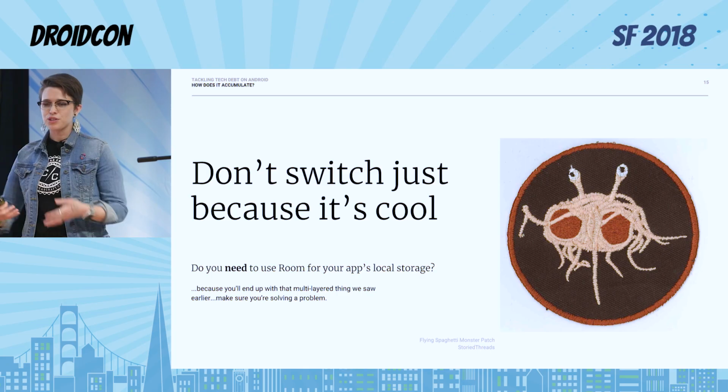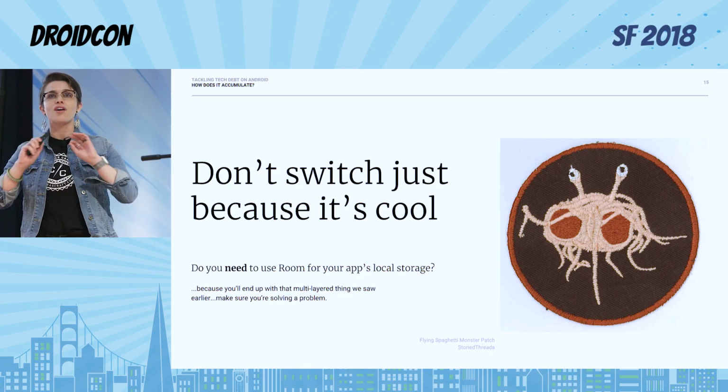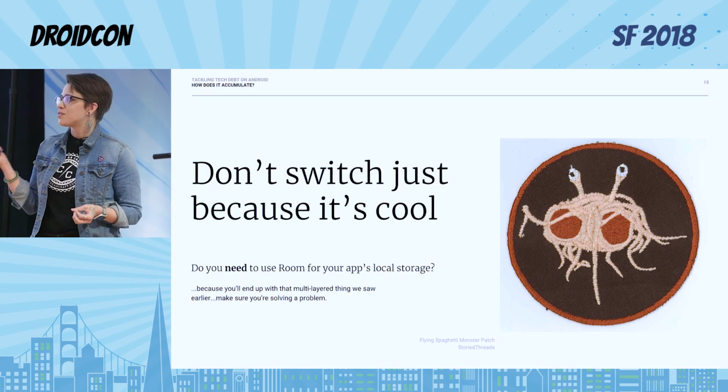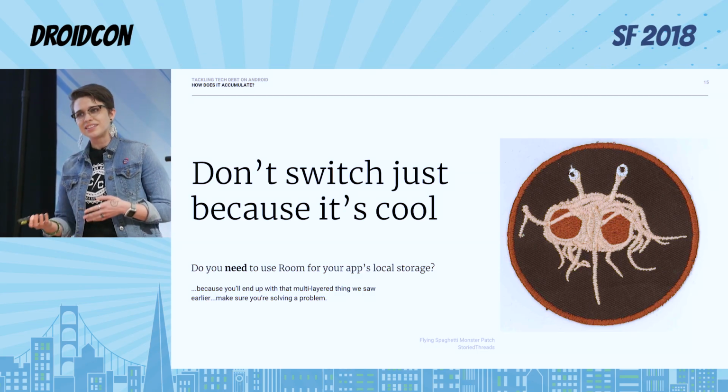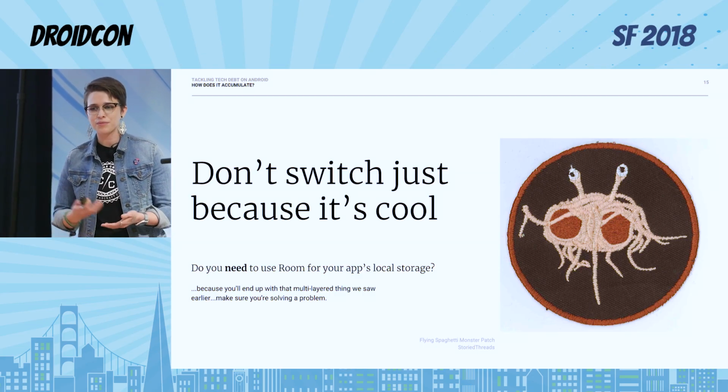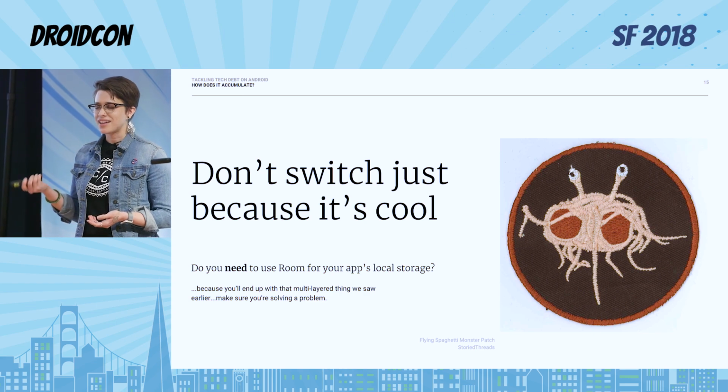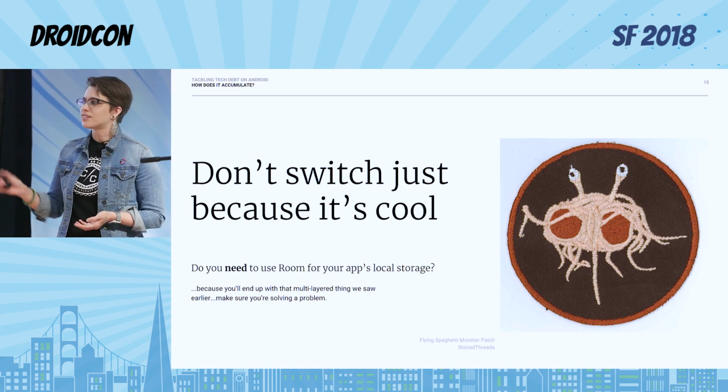Like, all these new libraries are coming out. Room is out. Room is awesome, but do you really need to use it for your app's local storage if you have something that's already working? Well, if you can totally replace it with Room, great. But if not, then maybe you'll get into that multi-layered thing we saw earlier. It's a little bit spaghetti monster.